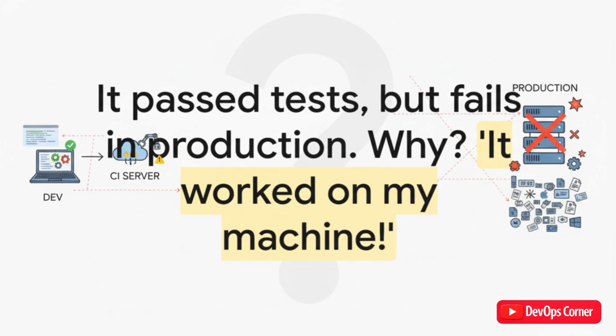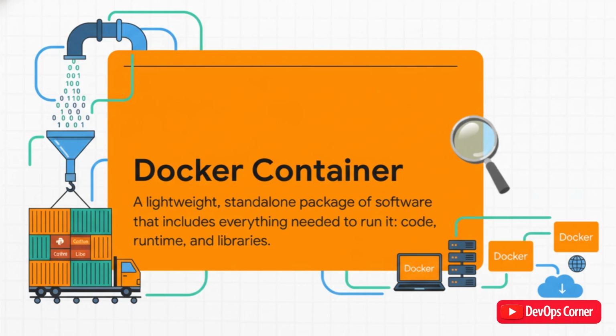The developer's laptop has a slightly different version of a library than the CI server, which has a different OS patch level than the production servers. These tiny, invisible differences in the environment create absolute, unpredictable chaos. We solved this problem with containerization, and the undisputed king of containerization is Docker.